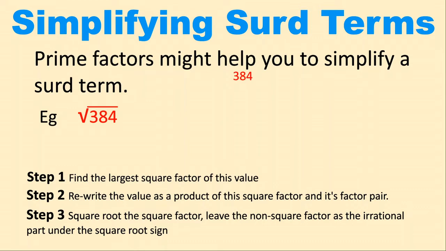Starting with the number 384, our prime factor tree splits this off into its prime factors and their factor pairs. So starting with the smallest prime number I know I can divide this by, 384 divided by 2 gives me 192. Now the 2 is prime, so I'm going to leave that branch for now, and I'm going to continue branching from the 192.